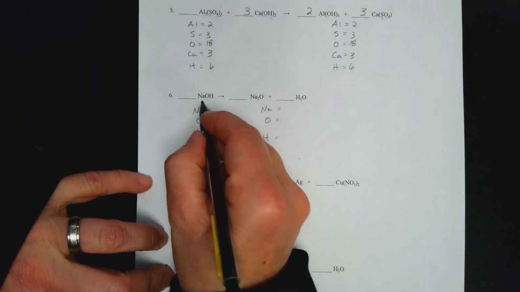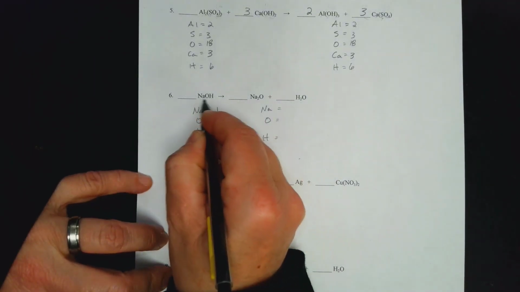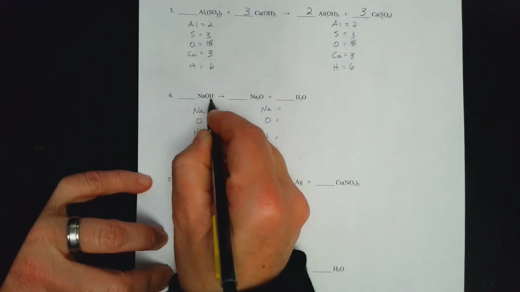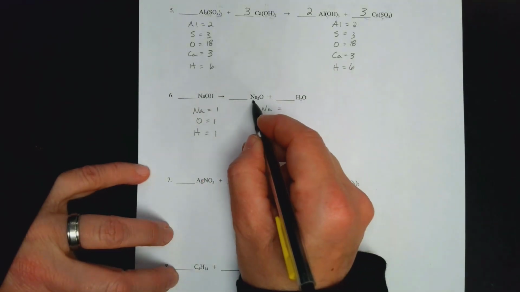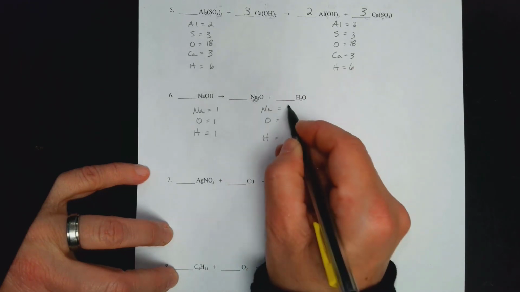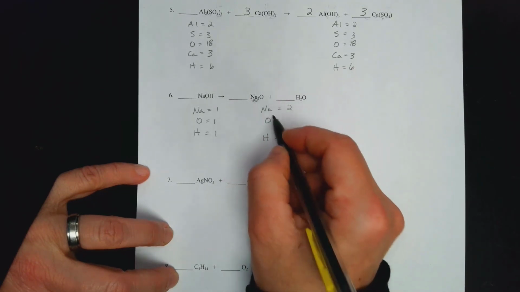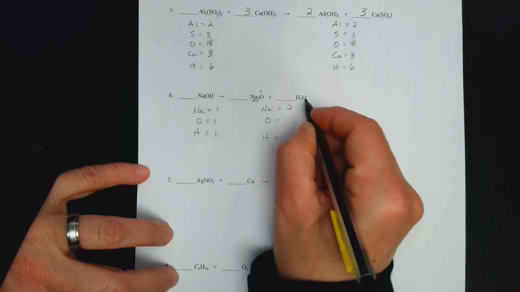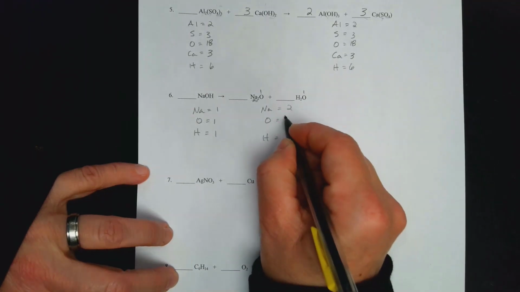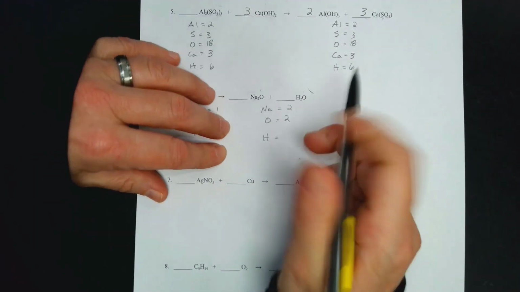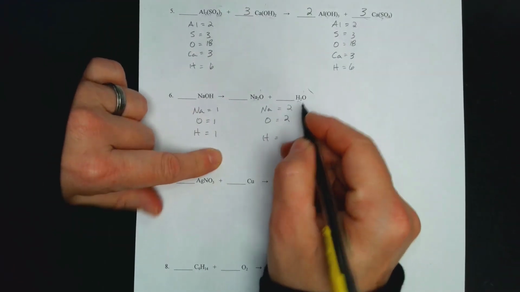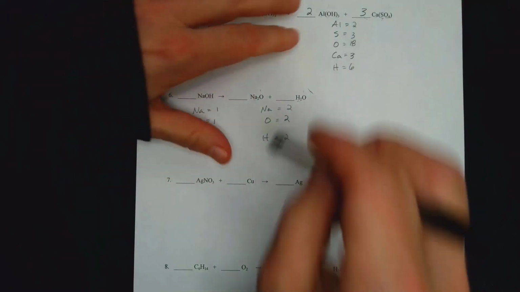All right, so I have one sodium, I have one oxygen, and I have one hydrogen. Over here on this side, this subscript only pertains to the sodium, so I have two sodiums. I have one oxygen here, but look, I've got another oxygen over here for a total of two oxygens. And this subscript pertains to the hydrogen, so I have two hydrogens.